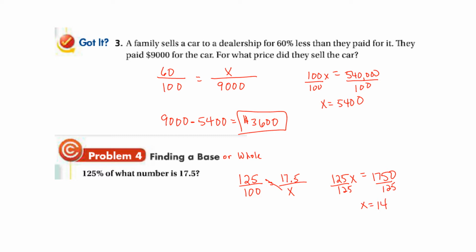So does it make sense that 17.5 is a part of the whole of 14? Well, if we think about it, 125% is more than 100%, so it makes sense that my part is more than my whole, because my percentage of 125 is more than my 100% percentage. So yes, that does make sense.